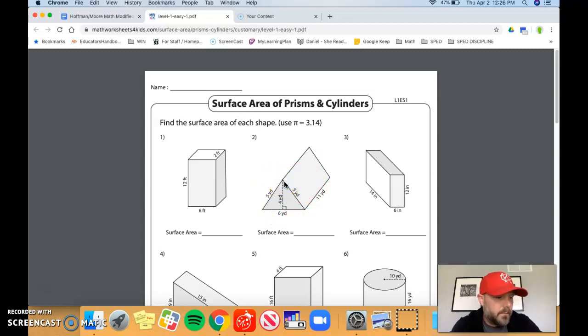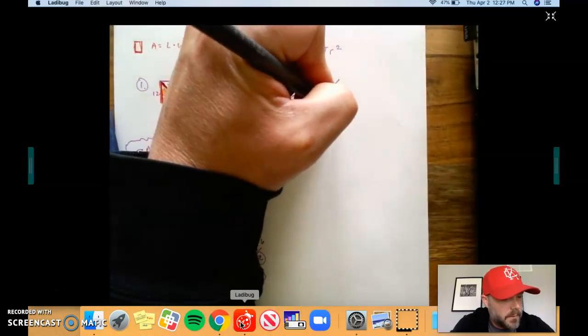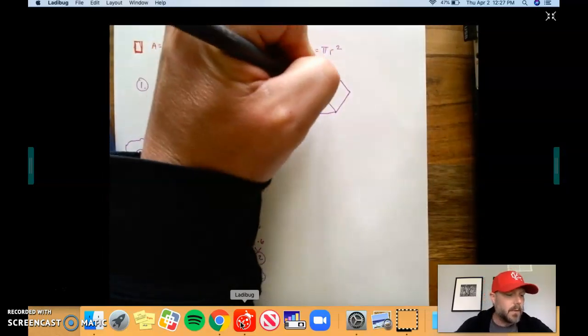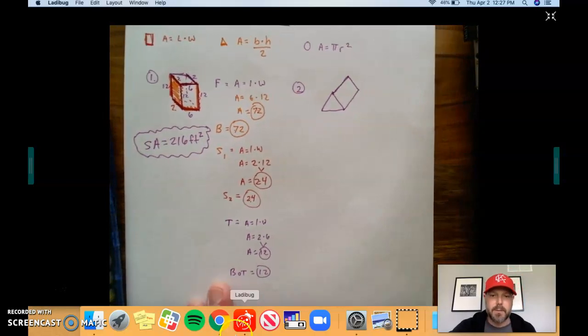So number 2, and these are not as easy to draw. Again, we're not grading your ability to draw these, but it really does help to draw them so you can see it yourself.